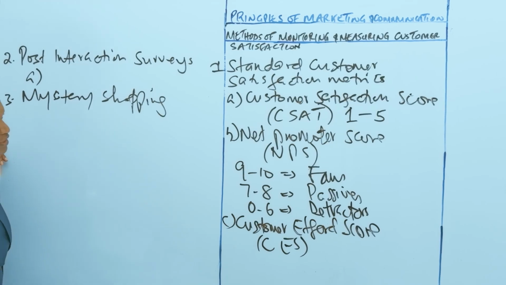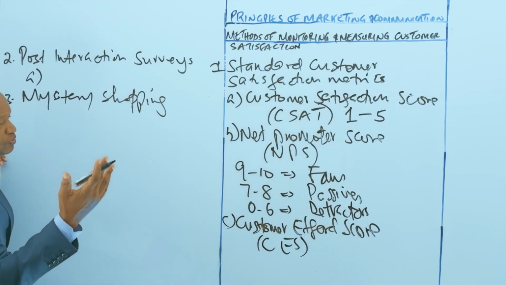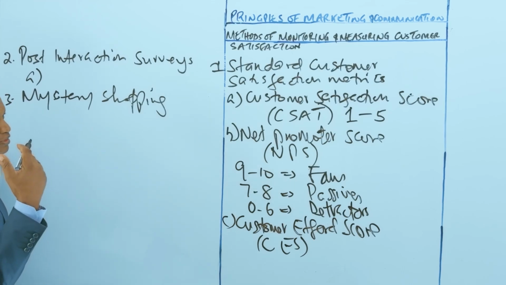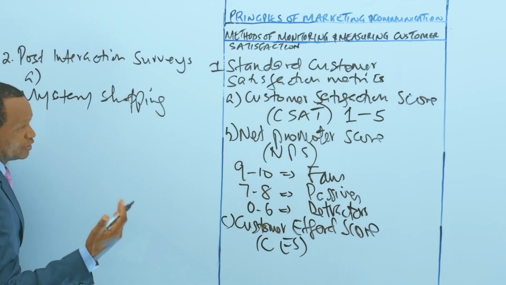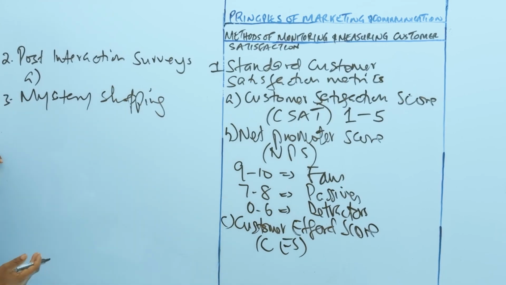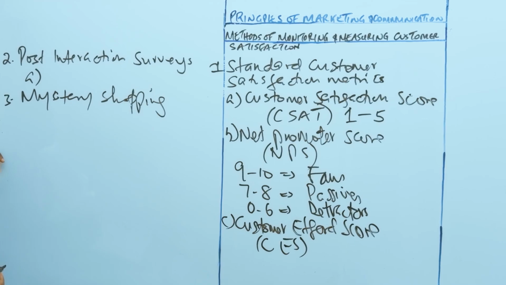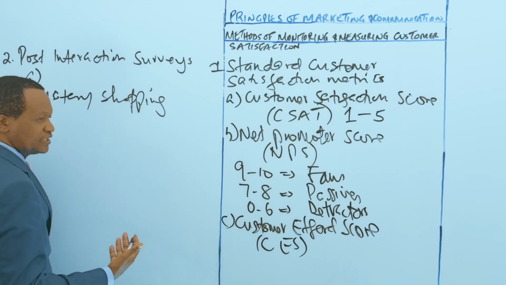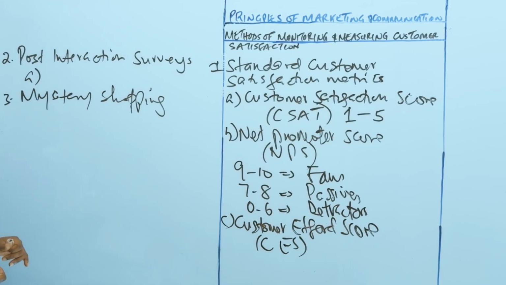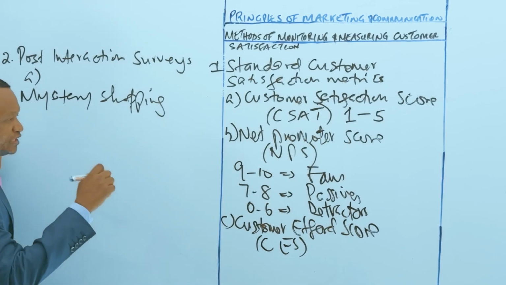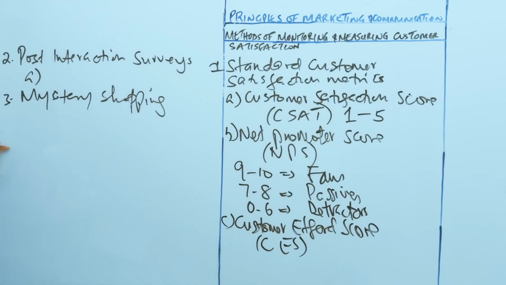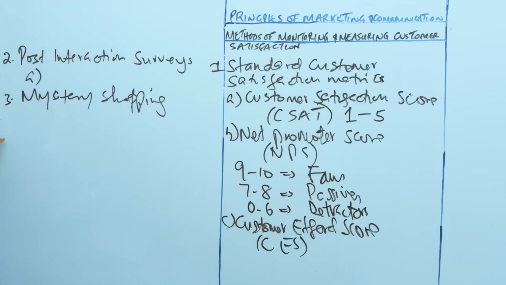If you are running a supermarket, say in Nairobi, and you have branches in Kisumu or Mombasa, you can send people in Kisumu to do shopping. They pose as if they are regular customers, but without the staff knowing. And what they check is maybe staff friendliness, the cleanliness of the shop, the waiting times, and whether the staff followed the standard operating procedures. You understand? So that's another method of monitoring and measuring customer satisfaction.